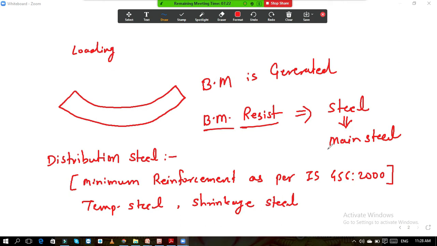Keep in mind that we design the main steel. We calculate the area of main steel required in this slab, but we won't design the distribution steel. The value of distribution steel is given in IS 456-2000. Some clauses are given in the IS code, and by using those clauses we provide the distribution steel. This is the basic difference between main steel and distribution steel.